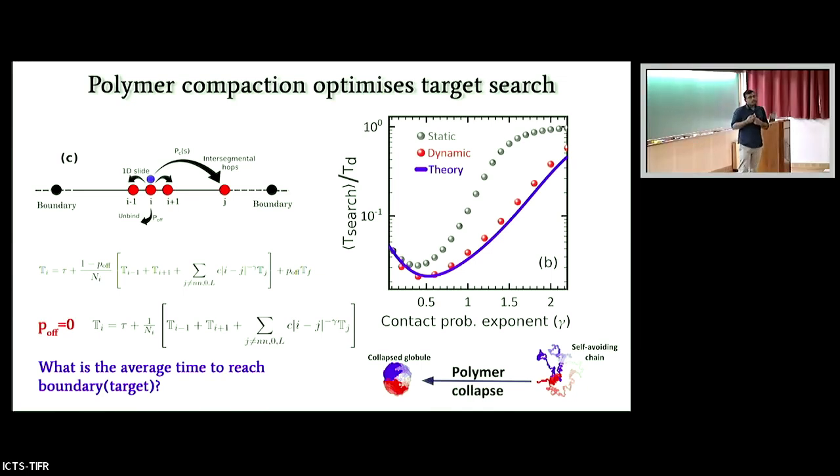So depending on gamma, depending on the compaction, you can modulate your search time and thus the expression of genes, protein function, etc.